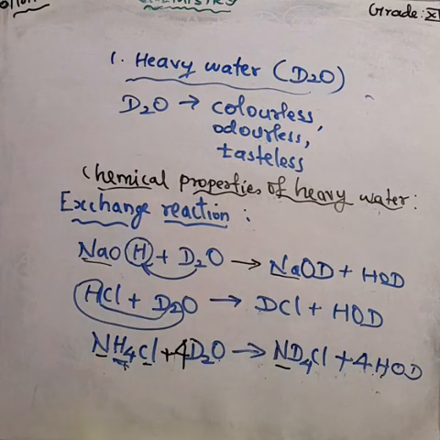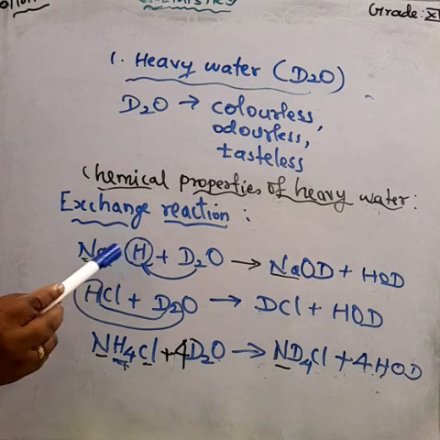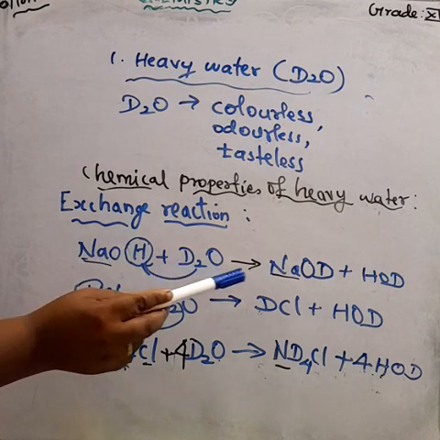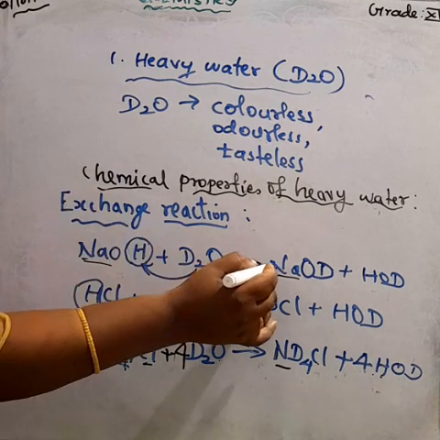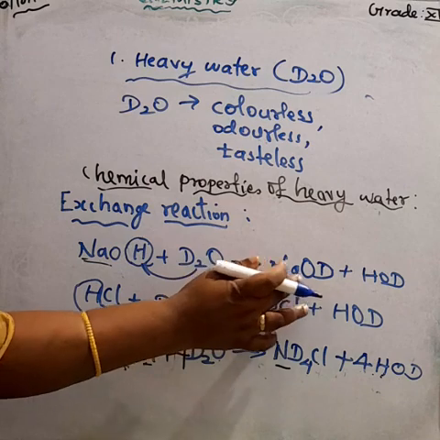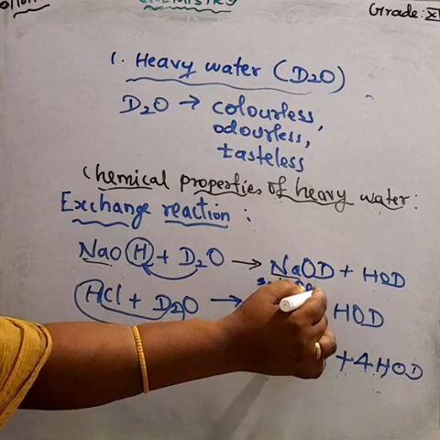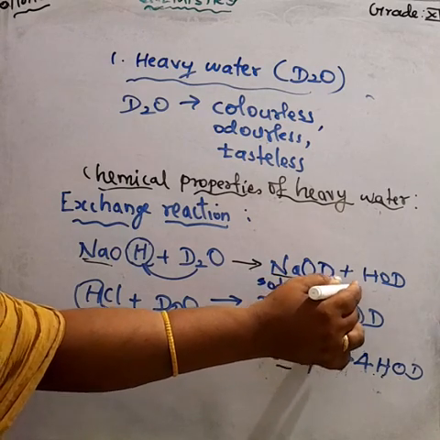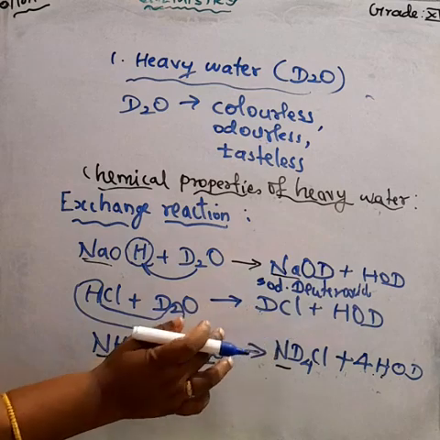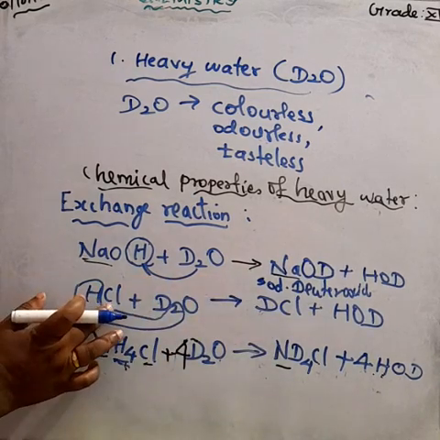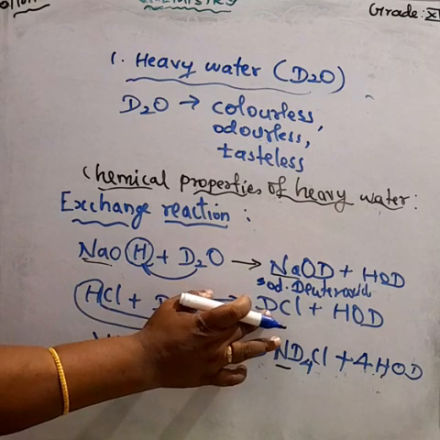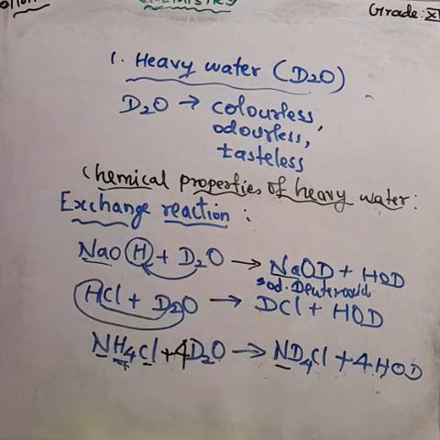So these exchange reactions are useful. These are about the exchange reaction. First reaction: sodium hydroxide, a hydrogen compound, when treated with deuterium oxide, the hydrogen in the sodium hydroxide is exchanged by deuterium, so we get sodium deuteroxide. Another compound containing hydrogen, hydrochloric acid, treated with deuterium oxide gives deuterium chloride, DCl. The hydrogen in HCl is completely replaced by deuterium from the deuterium oxide, and the remaining product is HOD.